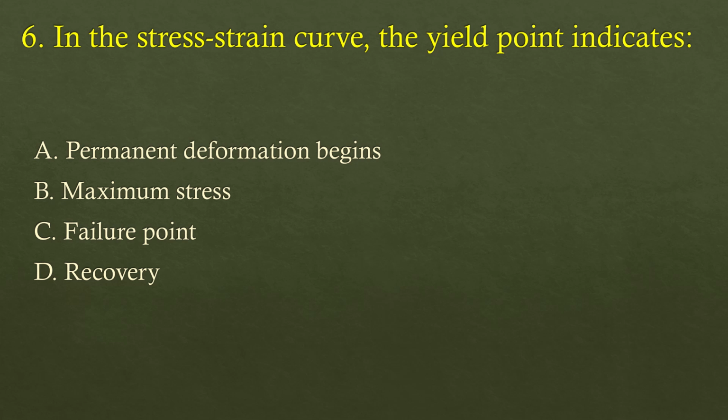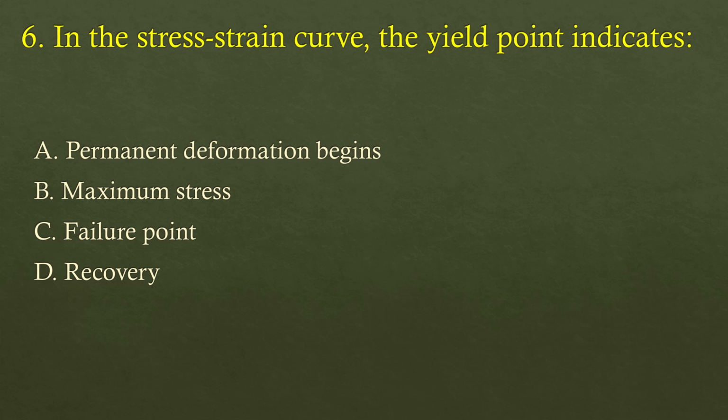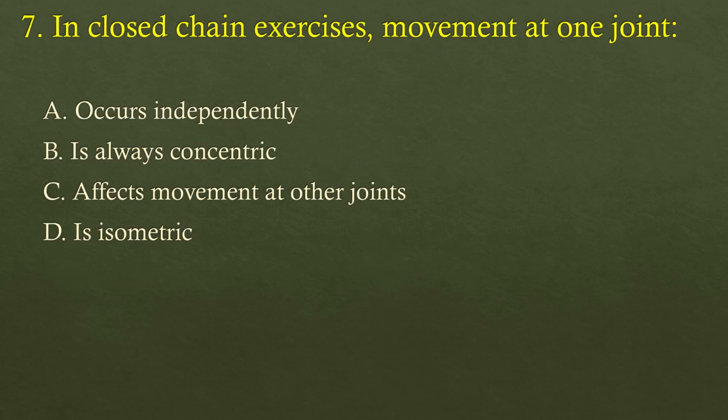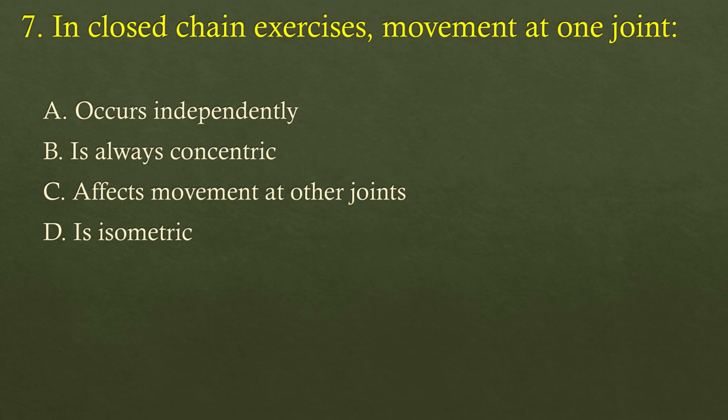Number 6. In the stress strain curve, the yield point indicates A. Permanent deformation begins, B. Maximum stress, C. Failure point, D. Recovery. So the answer is A. Permanent deformation begins. Number 7. In closed chain exercise, movement at one joint A. Occurs independently, B. Is always concentric, C. Affects the movement at other joints, D. Is isometric. So the answer is C. Affects the movements at other joints.